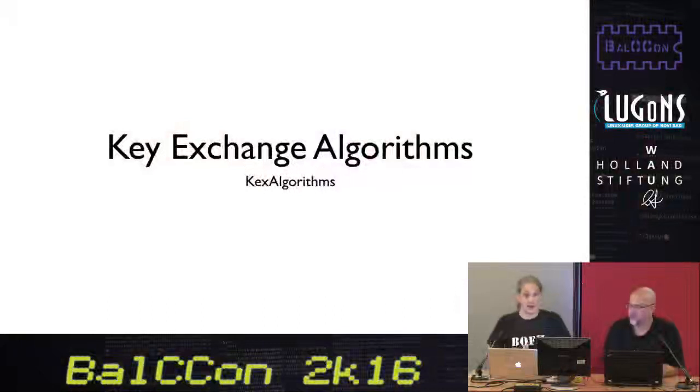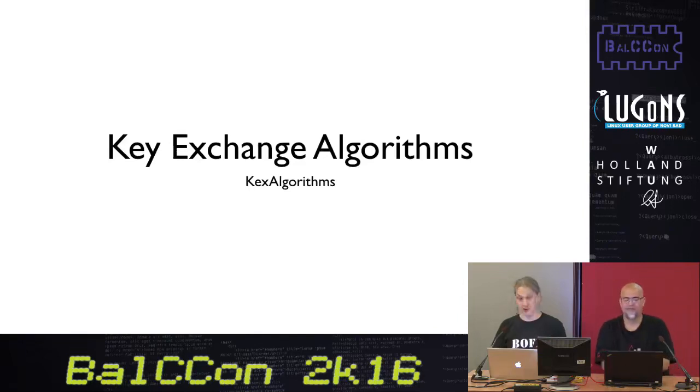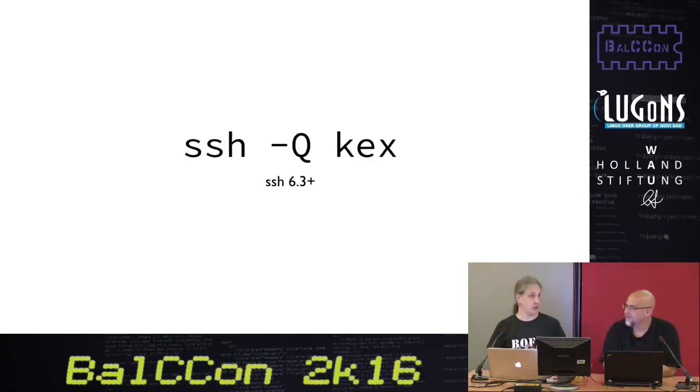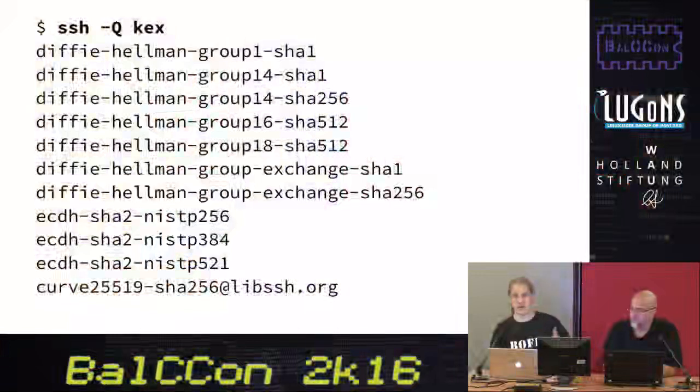Of course, SSH uses some key exchange algorithms to establish the connection. The config keyword is KexAlgorithms. And if you don't know which algorithms your SSH client supports, you can ask it. Dash capital Q, kex, and this requires SSH 6.3 and higher, and you get a friendly list of key exchange algorithms. This is the current version 7.3 of OpenSSH, what it does support.